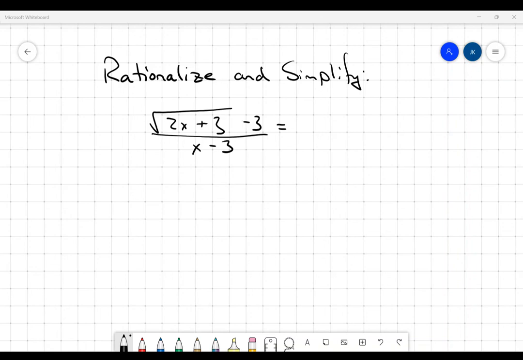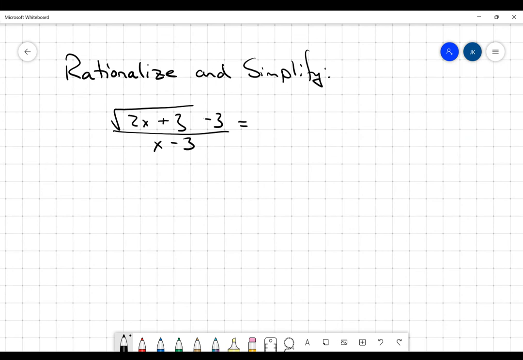Okay, hi everybody. We're going to take a look at a quick example here of rationalizing and then simplifying. So we've got the square root of 2x plus 3 minus 3 over x minus 3. And remember, rationalizing doesn't always have to refer to the denominator. Sometimes we can rationalize the numerator, like we're doing in this particular question right here.